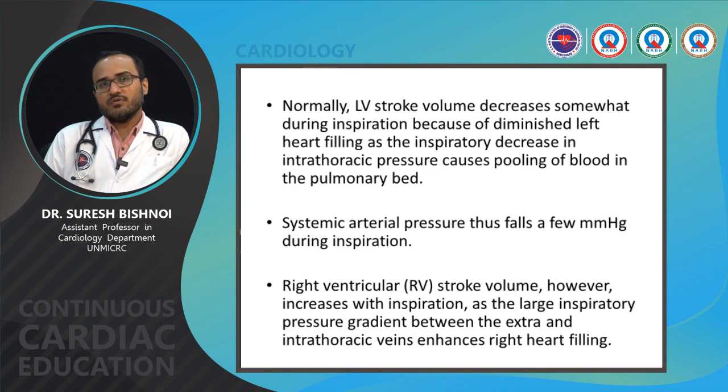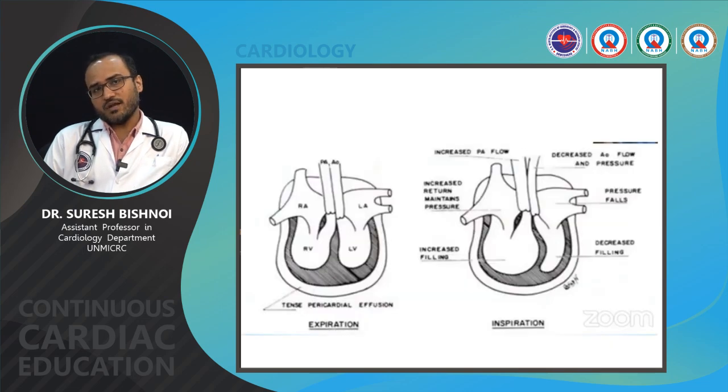And what happens during inspiration on the RV side? The RV stroke volume increases. Why? Because during inspiration, the large inspiratory pressure gradient between the extrathoracic and intrathoracic veins causes enhanced right ventricular filling. And this enhanced right ventricular filling causes increased blood to the RV and subsequently an increase in the RV volume. So this is a normal phenomenon during inspiration. This increase in the RV filling and decrease in LV filling causes a few millimeters fall of the blood pressure, as depicted in the diagram.